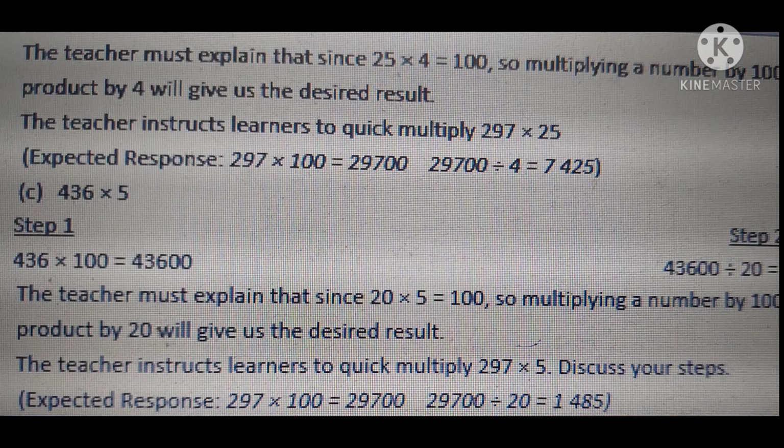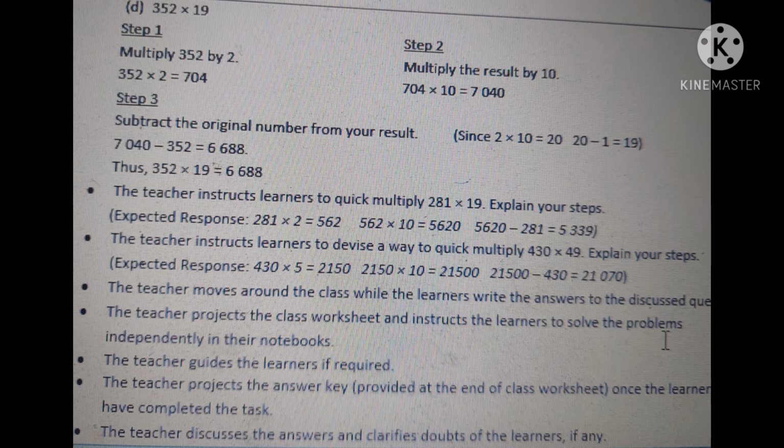Okay, then the teacher gives a sum based on this. She asks the learners to quick multiply 297 into 5, and the expected response should be 297 multiplied by 100 gives us 29700, and then 29700 divided by 20 gives us 1485. Okay, clear? Next sum which the teacher discusses would be 352 multiplied by 99.